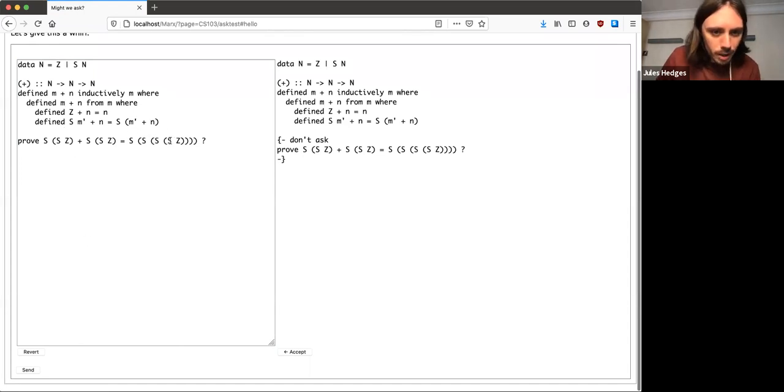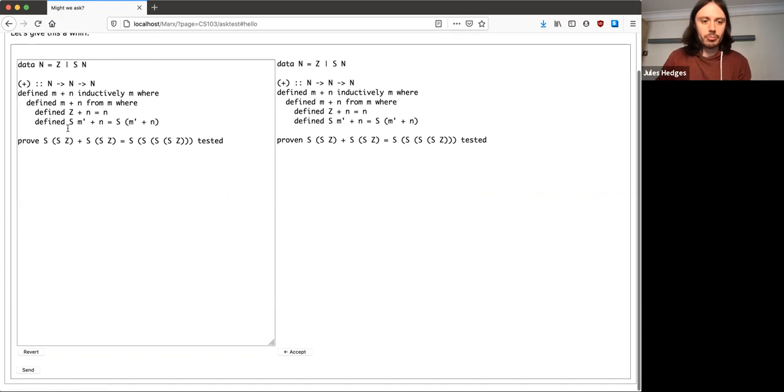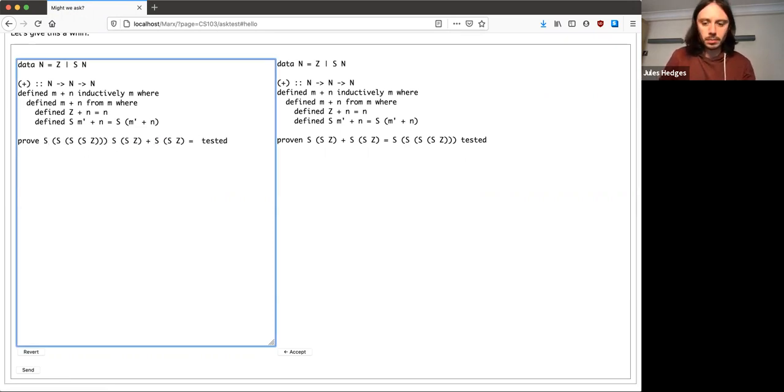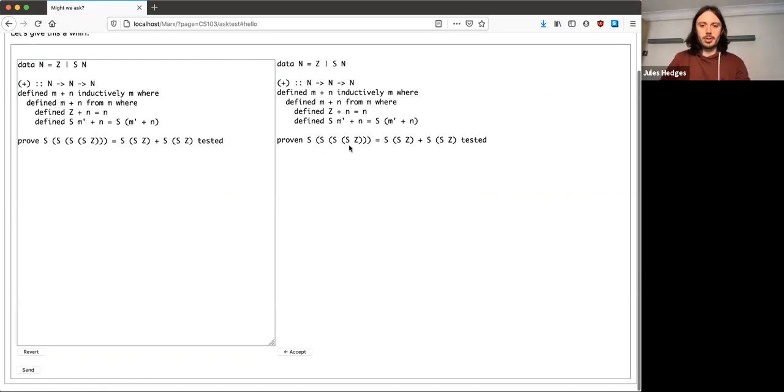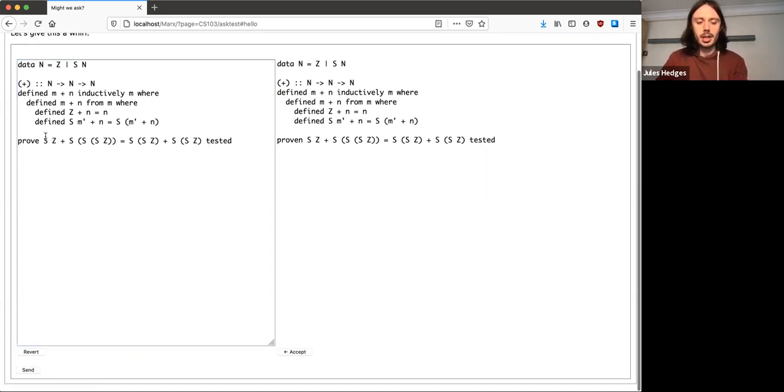Now I can write, for example, prove that 2 plus 2 equals 4. And I've miscounted my brackets. And now I can again say tested, because Ask will run this program 2 plus 2 and check that the answer equals 4. This also works the other way round. So I can put this here, and this is also an accepted proof. I could also, for example, prove that 1 plus 3 equals 2 plus 2. So here, Ask is running the programs on both sides of the equation and checking that the results are the same.